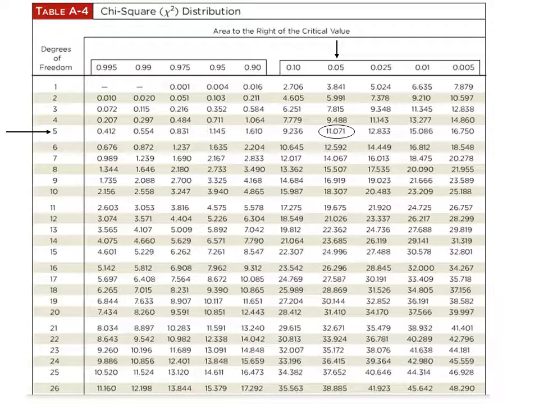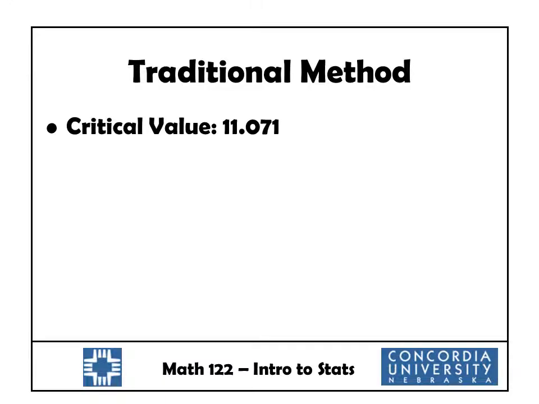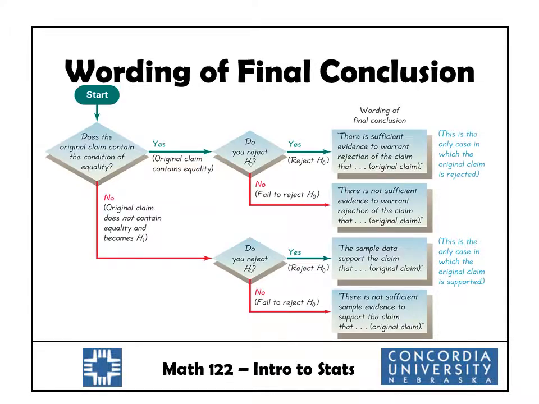Now our critical value is the same as before. Because we still have 6 categories, so we have 5 degrees of freedom, we'll use significance level of 0.05. So our critical value is 11.071. Our test statistic is much, much larger than the critical value, so we would reject the null hypothesis. Word it in the same way.